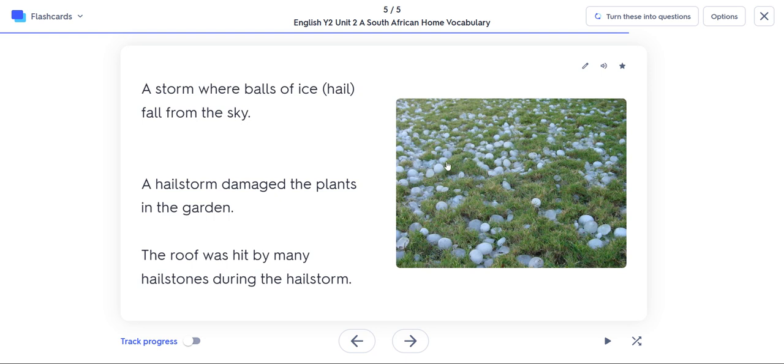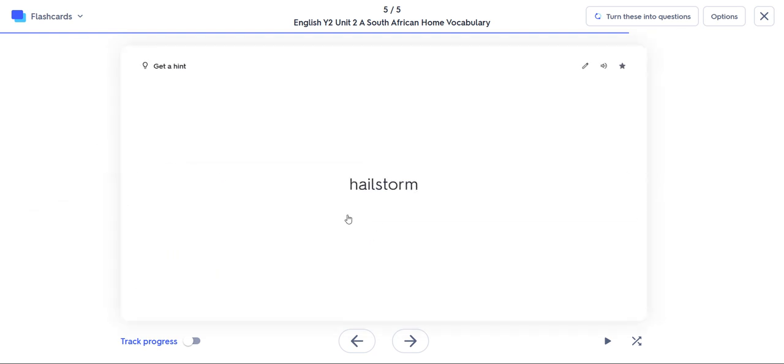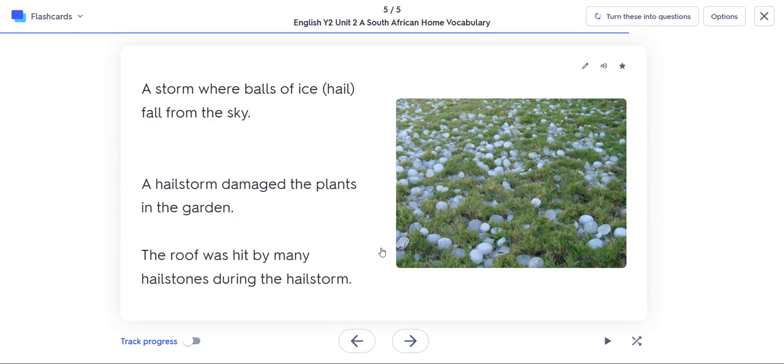What are these? Hailstones. We have lots of hailstones in the garden. Okay, so hailstones, and the word itself is hailstorm. So again, can we say it quickly? So here we have what?